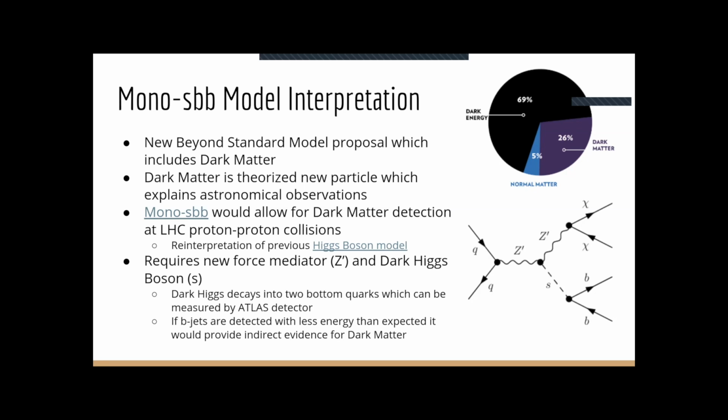And so the mono-s-b-b would allow for dark matter detection at the LHC via the proton-to-proton collisions they do. And then this is a reinterpretation of a Higgs boson model, which also produced dark matter in a similar way. And so this new mono-s-b-b model includes a new force mediator, the Z prime boson, and then a dark Higgs boson. And so you can see on the Feynman diagram over here, the dark Higgs would decay into 2 b quarks, and these bottom quarks can be detected at the LHC, while it also produces dark matter, but this, of course, cannot be detected at the LHC. And so by measuring the bottom quarks to detect the energy, if there's missing energy that matches what we might think of as dark matter, then that's a good indication that we indirectly detected dark matter at the LHC.